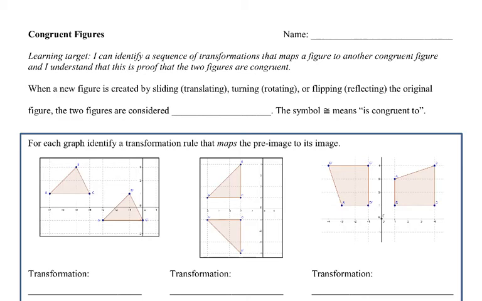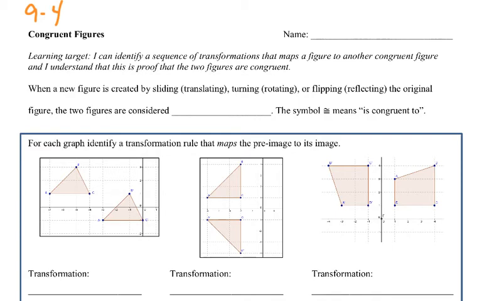This lesson goes along with section 9.4 in Digits, and the title is Congruent Figures. We've already talked about what congruent means. It means the same size and same shape. So we are going to identify a sequence of transformations that maps one figure to another congruent figure.